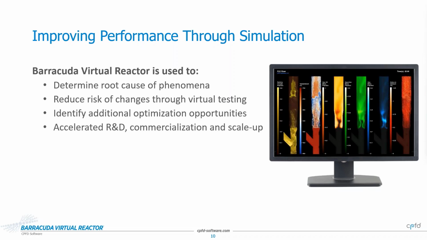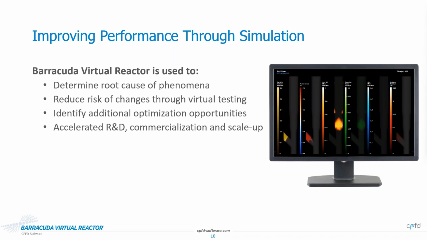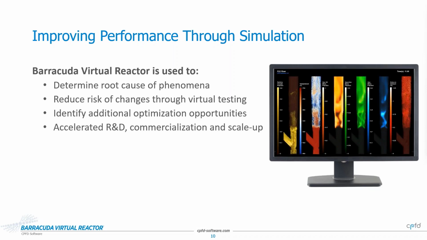For operating units, virtual reactor simulations allow you to look inside the system in a unique way, determining root causes of underperformance, and use virtual testing to reduce the risk of making any changes. And often, as you are looking at the software results, other ideas come to mind and additional optimization opportunities are identified. For those of you developing new technology, Barracuda is used to accelerate and broaden that R&D and then quickly commercialize, scale up, and communicate the unique capabilities of your technology to customers, partners, and others.